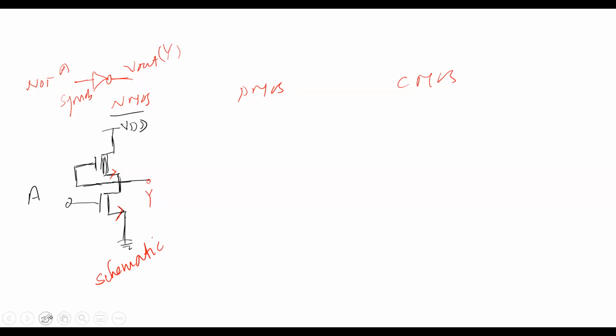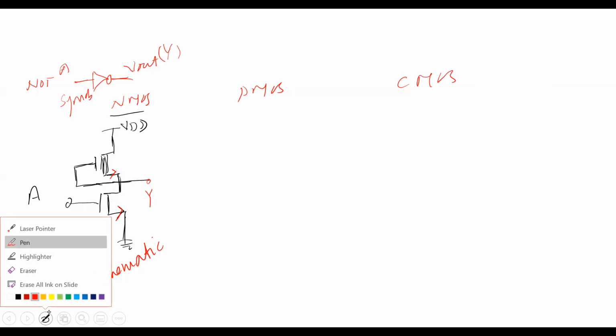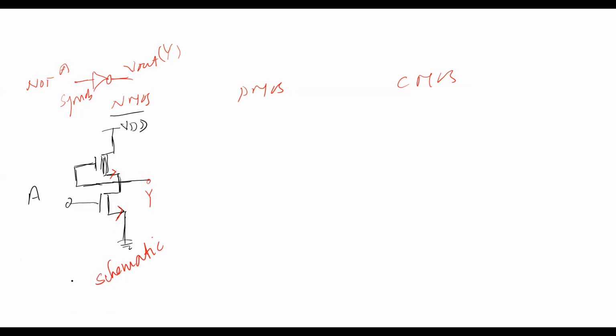I want to write everything without any confusion, so I want to put the notation of everything. This is the source. This is the drain. This is the source. This is the drain. This is the M1 transistor. Let us say this is the M2 transistor.